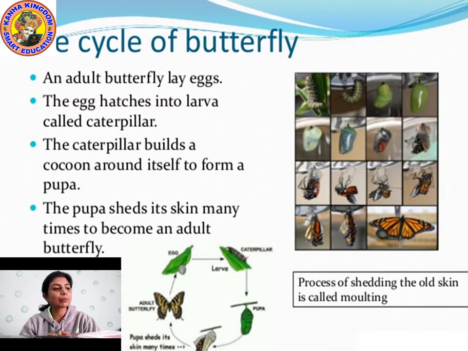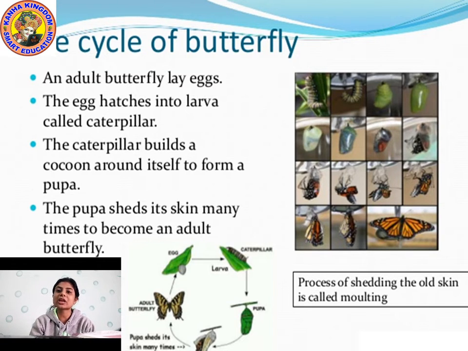Once the pupa is formed, it sheds its skin, and this shedding of the skin is called molting, M-O-U-L-T-I-N-G. The process in which the pupa sheds its skin to grow into an adult butterfly is called molting, M-O-U-L-T-I-N-G. And then this pupa becomes an adult butterfly.